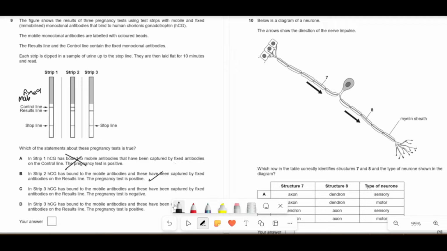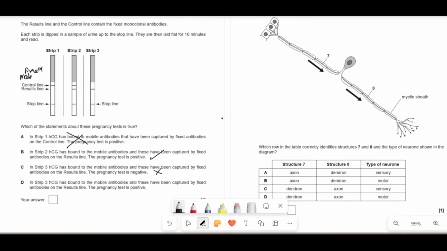In 3, it's bound to mobile antibodies. These have been captured by the fixed antibodies, and the result line says the pregnancy test is negative. Well, no, the control line should be there, so we can't really tell if it's positive or negative. Out. In strip 3, the HCG is bound to mobile antibodies, and these have been captured by fixed antibodies. The results line is positive. So again, if HCG was here, it would bind to the mobile antibodies and then to these fixed ones, and it would be positive, but we don't have any control, so that one's out, so it's B.